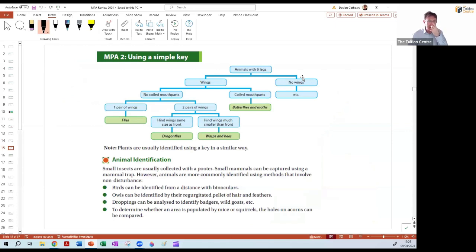Ecology. This is a simple key, right? No worries. Thank you. If you get dropped, my sympathies, and I hope you're able to get back on again. But thank you for letting me know.